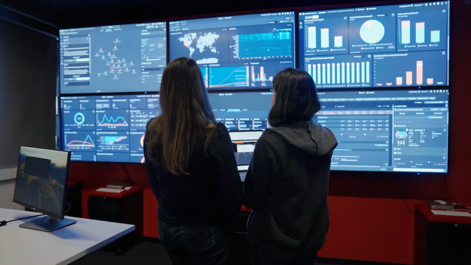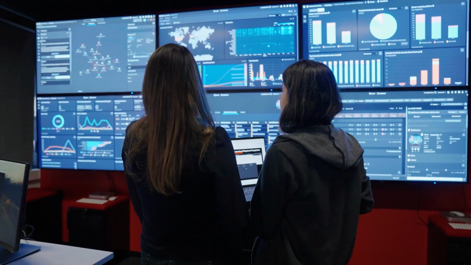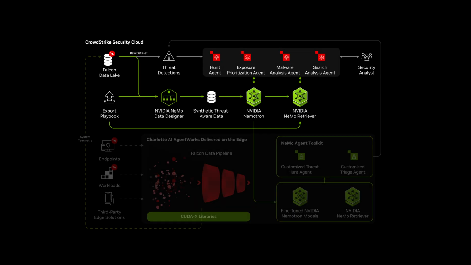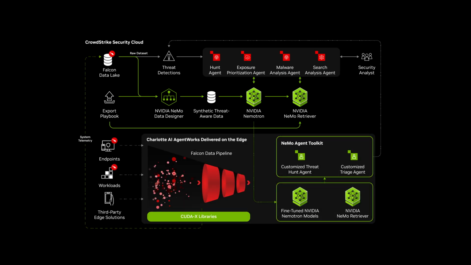You need intelligence that learns, reasons, and acts faster than your adversaries. CrowdStrike is building the next wave of cybersecurity AI on NVIDIA technology, delivering always-on, scalable intelligence for security analysts. NVIDIA accelerated computing now extends that intelligence to the edge, reaching data centers, factories, and critical infrastructure.